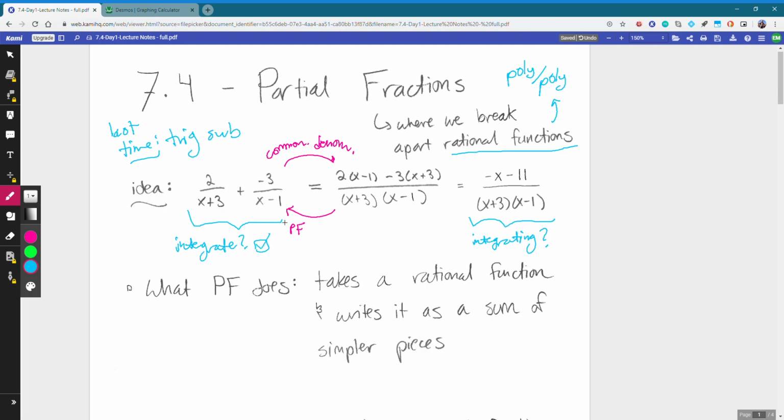And so this is really the idea behind partial fractions, taking a rational function and breaking it up as simpler pieces so that we can then integrate. Right, that, in a nutshell, is what partial fractions does. Let's start in and talk about how partial fractions actually works.